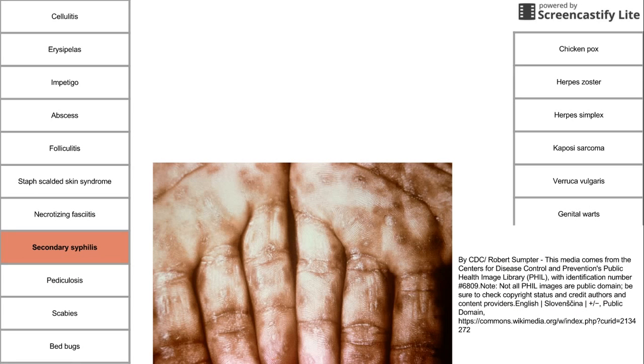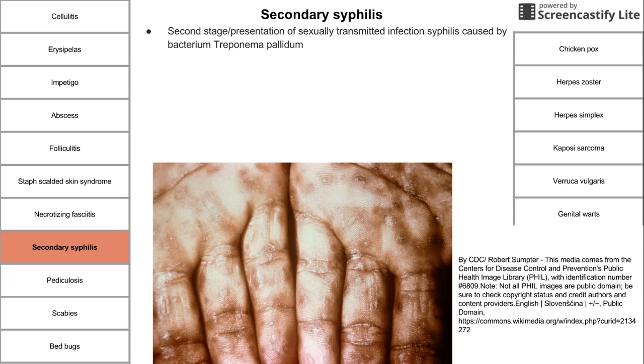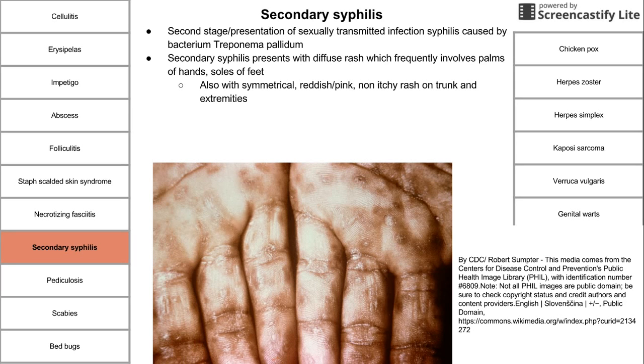Another cutaneous manifestation of infectious disease is secondary syphilis. Secondary syphilis is the second stage or second presentation of a sexually transmitted disease. Syphilis, caused by the bacterium Treponema pallidum, usually presents with a diffuse rash that involves the palms of the hands and the soles of the feet. It can also have a symmetrical reddish-pink, non-itchy rash on the trunk and extremities, but usually you'll see this maculopapular rash on the hands and on the feet.